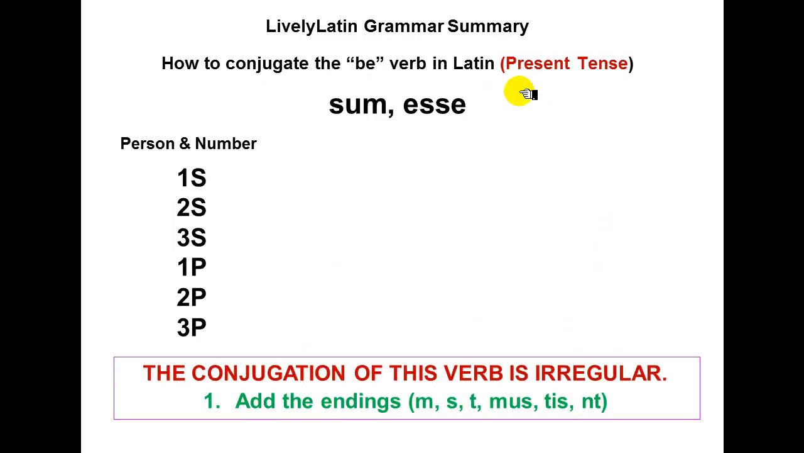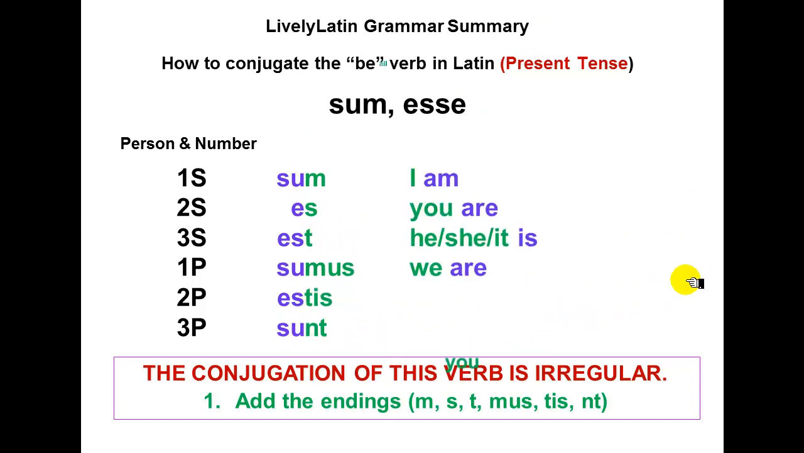Alright, now let's look at an irregular verb. The be verb, sum esse, in the present tense. The be verb is the most important verb in Latin. Its conjugation is irregular. Let's look at the stem and you'll see this irregularity. Notice the stem varies quite a bit. This just has to be memorized. There's no short explanation for why this happens. M, s, t, mus, tis, nt, those are the endings. I am, you are, he, she, it is, we are, you all are, they are. Sum, es, est, sumus, estis, sunt.